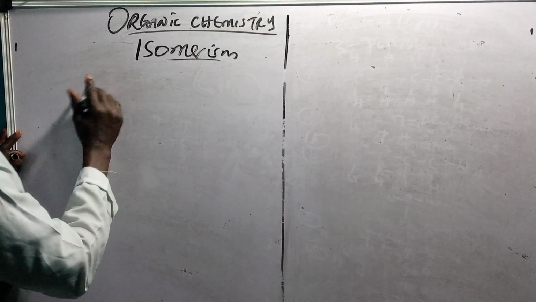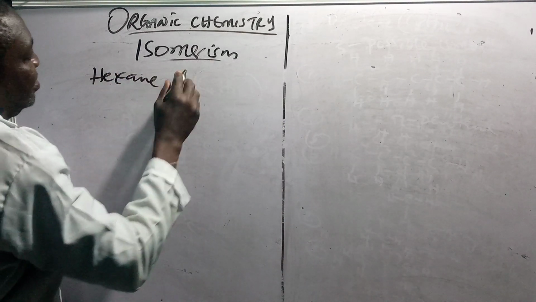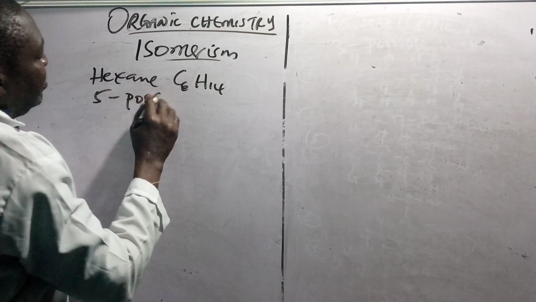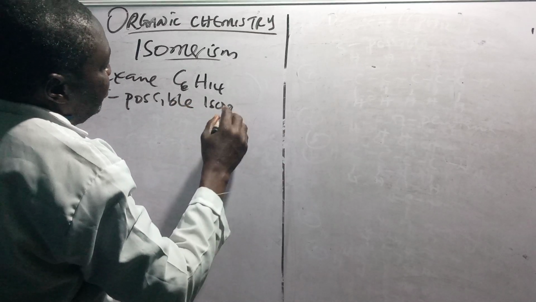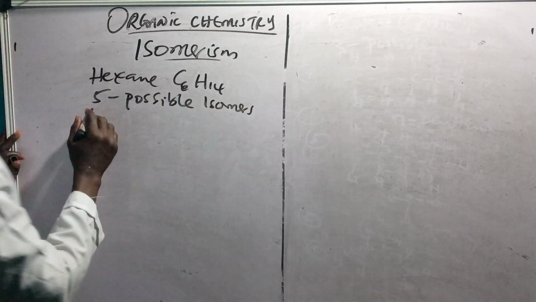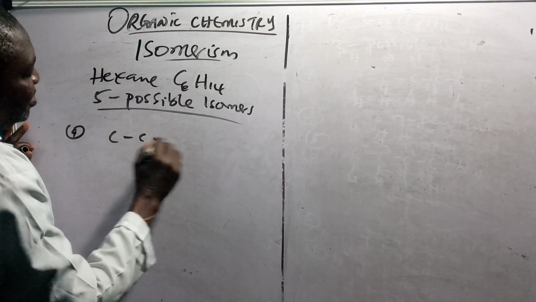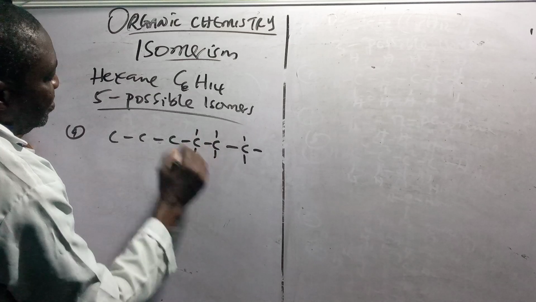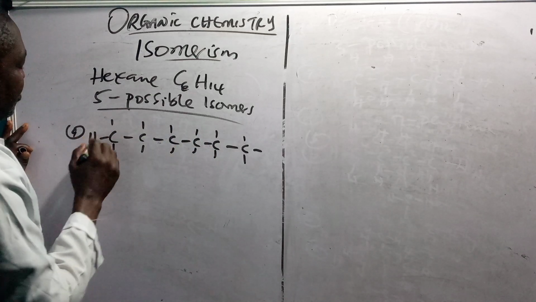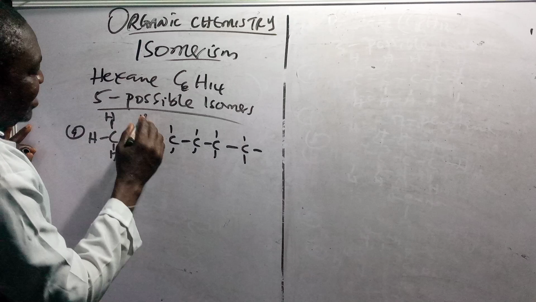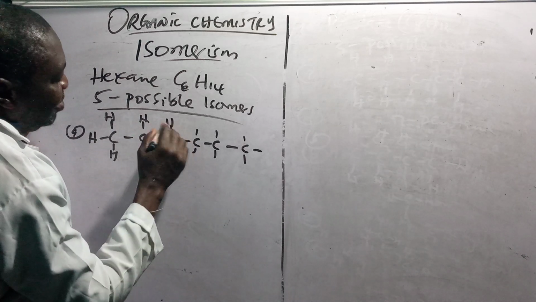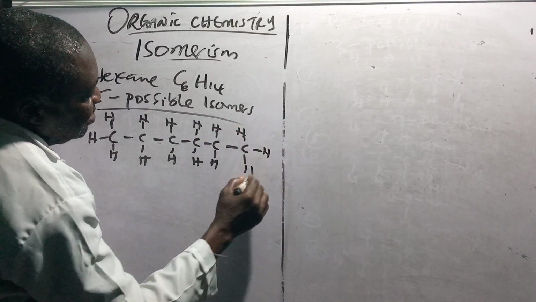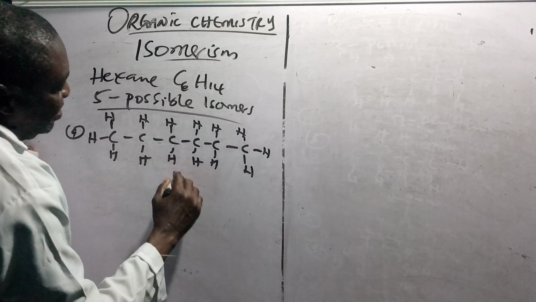So let's see hexane. C6H14. This one has 5 possible isomers. So look at how it goes. The first one, you just draw the linear structure or straight line, 1, 2, 3, 4, 5, 6. Just introduce the hydrogen atoms at the appropriate positions, attached to carbon, not attached to bond or attached to something else. So you can see it. This is hexane, normal hexane.